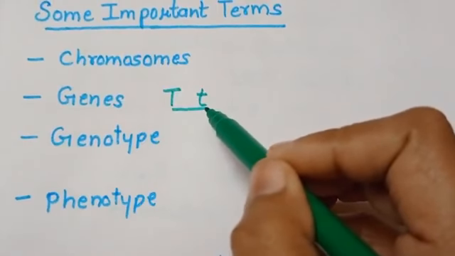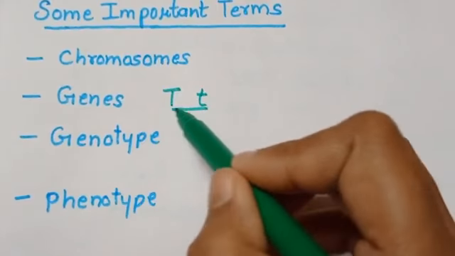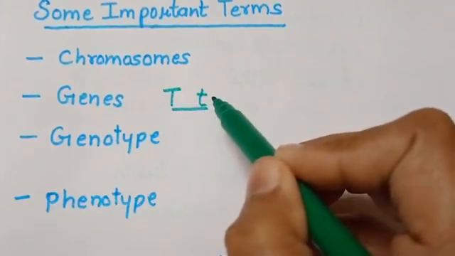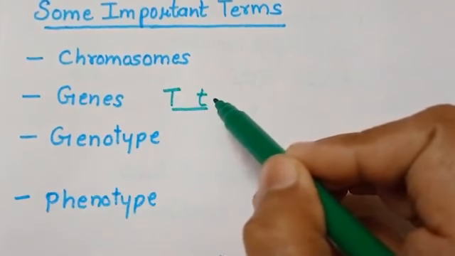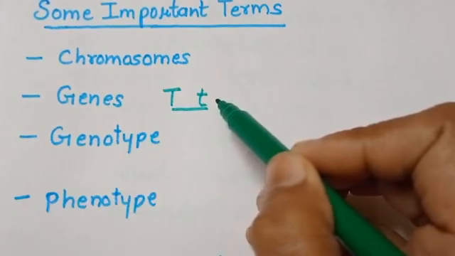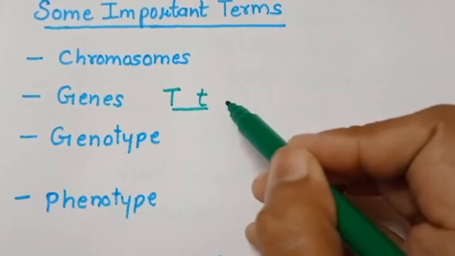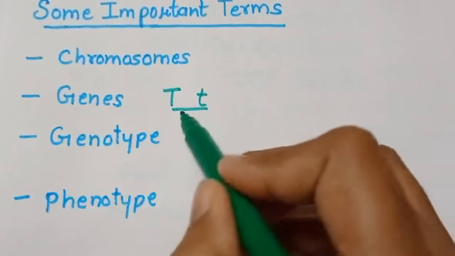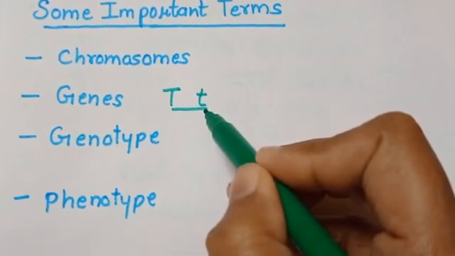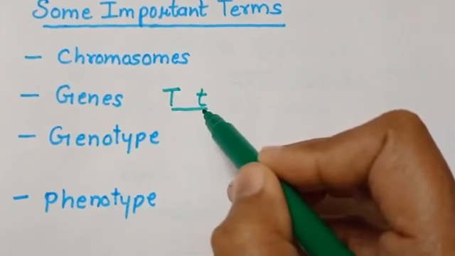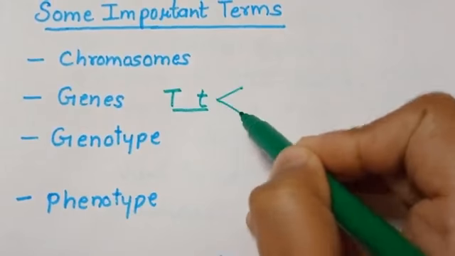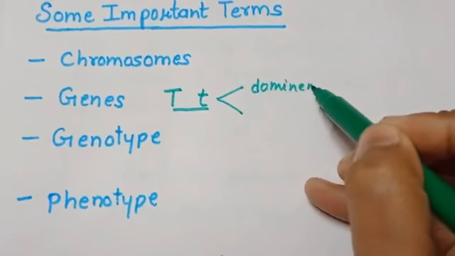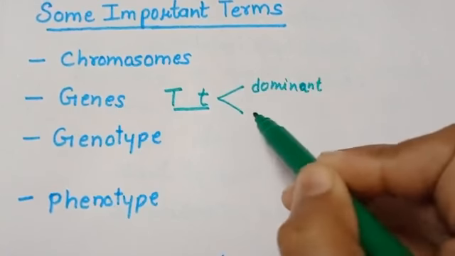These genes control the same characteristic. So they are controlling the height of the organism, and they are represented by the same letters. Genes that control the same characteristic, here the height, can be classified into two different types: dominant and recessive.